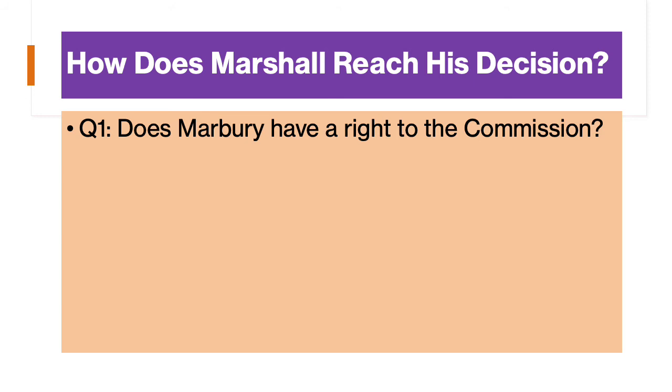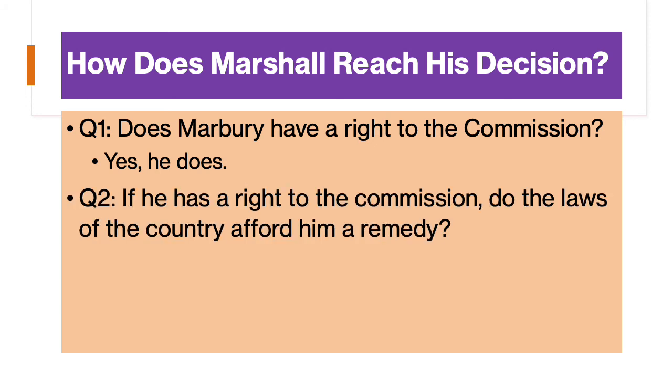So how does Marshall reach his decision? Well, as you're reading the decision, you'll note that he asks three questions. The first question that he asks is whether or not Marbury has a right to his commission. And he says that yes, absolutely he does. He was nominated, he was confirmed by the Senate, and therefore he should be seated as a judge. So yes, he does have a right to the commission.